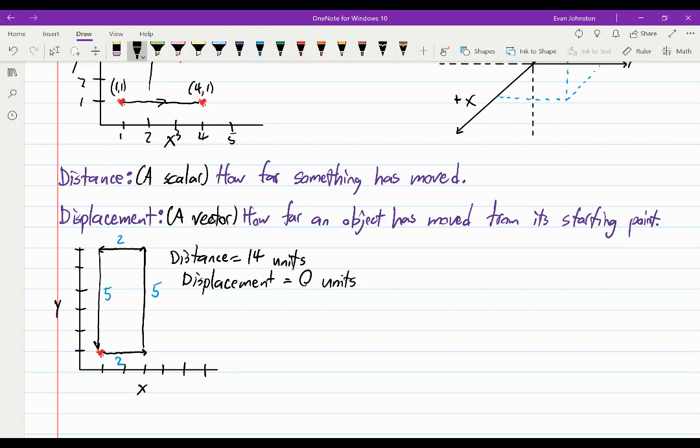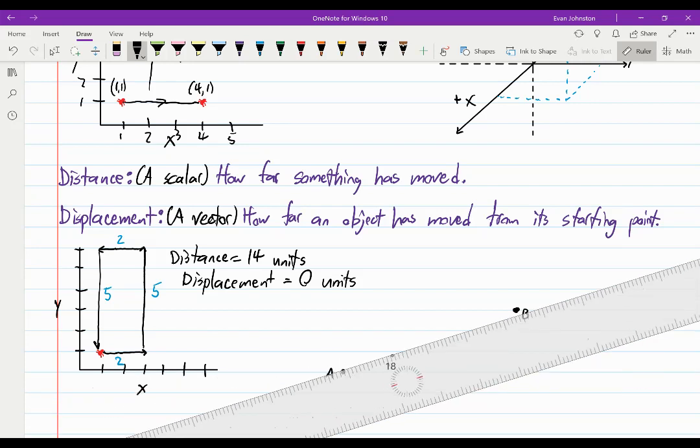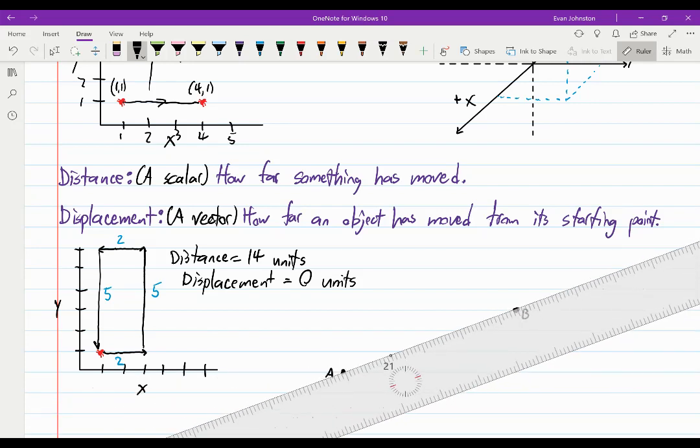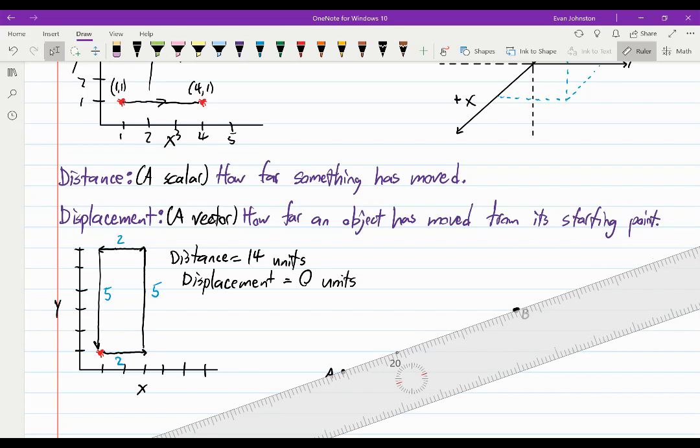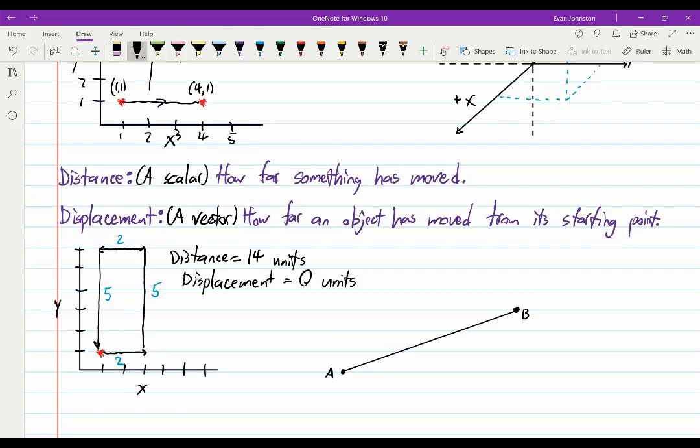Now, in other words, here's kind of a nicer way that I usually show. Let's say this is point A. Let's say right here, this is point B. And obviously from A to B, we go right along here. So I would say that displacement is just the straight line distance.